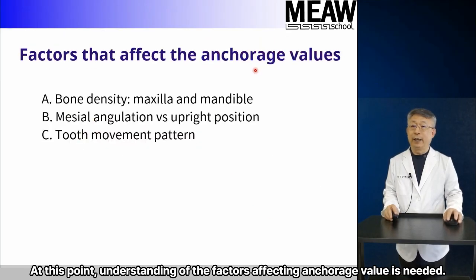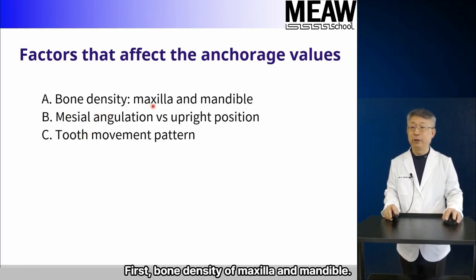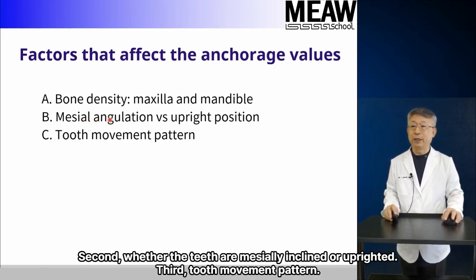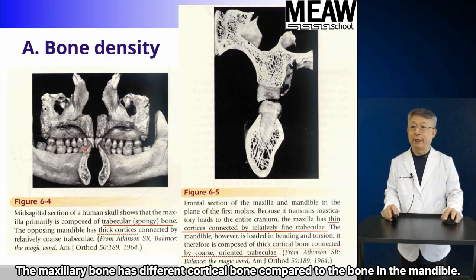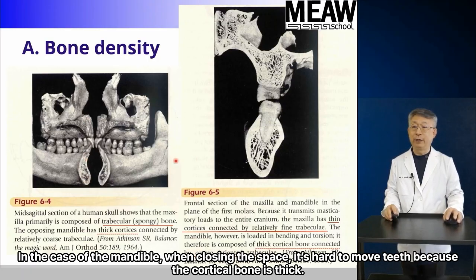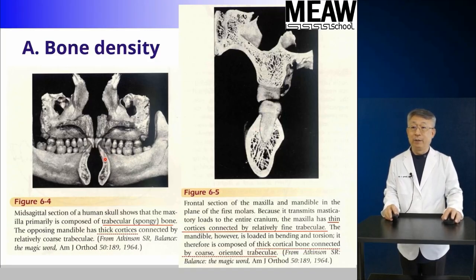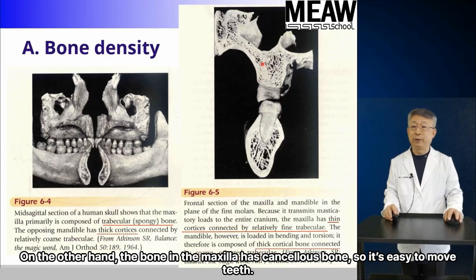At this point, understanding of the factors affecting anchorage value is needed. First, bone density of maxilla and mandible. Second, whether the teeth are mesially inclined or uprighted. Third, tooth movement pattern. The maxillary bone has different cortical bone compared to the bone in the mandible. In the case of the mandible, when closing the space, it's hard to move teeth because the cortical bone is thick. On the other hand, the bone in the maxilla has cancellous bone, so it's easy to move teeth.